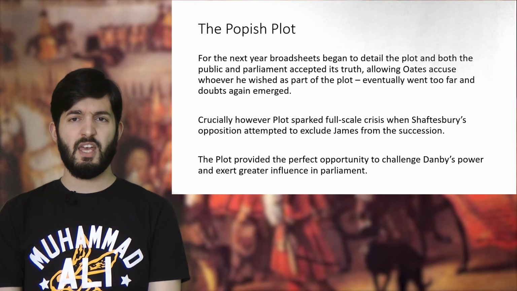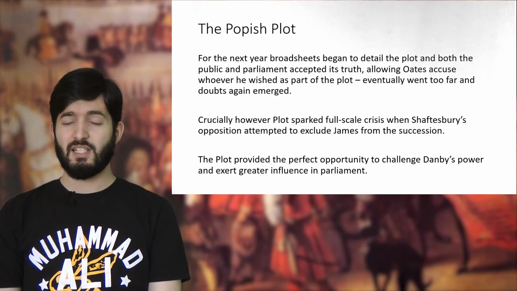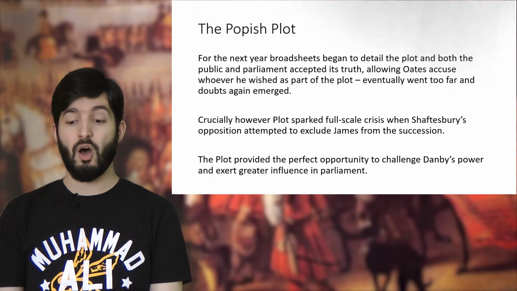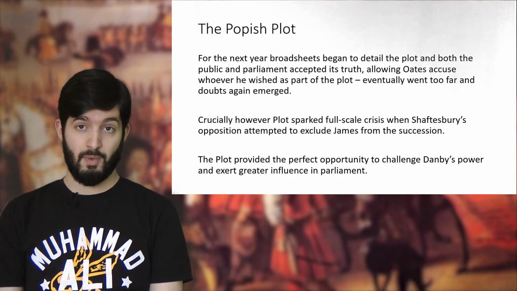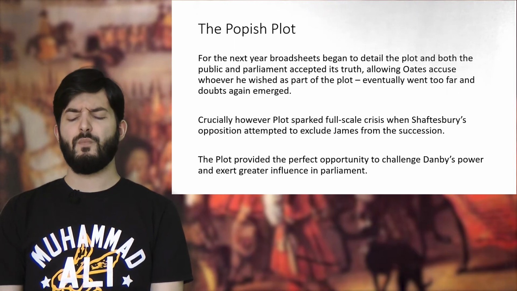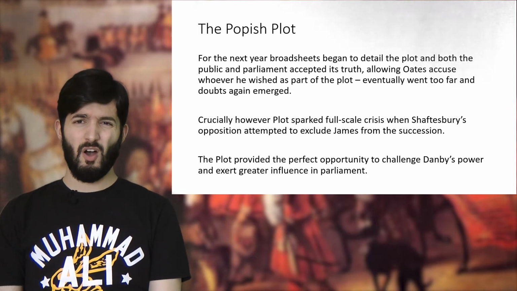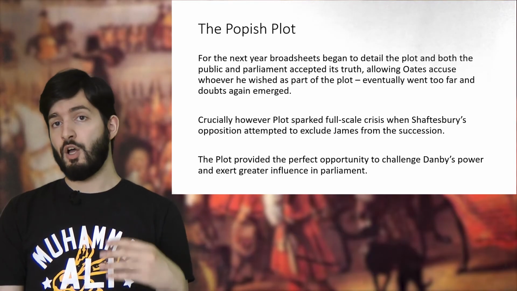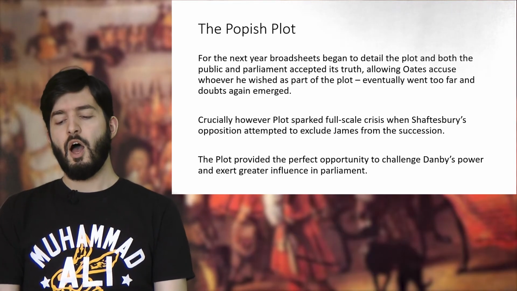And this basically for about a year gives Oates the ability and the right to go around accusing anybody he wishes to be part of the plot, and oftentimes ends up executing them, basically putting them on trial. And so eventually he kind of goes too far and starts accusing every man and his wife, basically, and doubts begin to emerge over his stories once again.